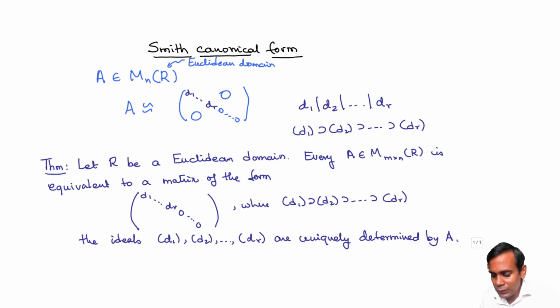And so I'll prove this in two parts. Firstly, I'll show that you can start with any matrix over a Euclidean domain and then reduce it to a Smith canonical form. And then I'll show that this Smith canonical form is essentially unique. The first part will proceed as in the last lecture. I'll give you an algorithm.